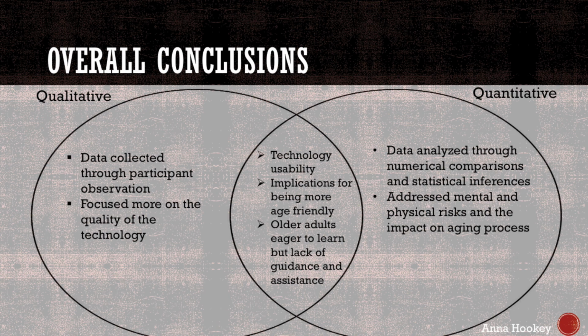Also, the need for more implications for being more age-friendly, such as making the font readable, increasing button sizes, and increasing the number of languages available. Finally, they had common knowledge that older adults are eager to learn, but there is a lack of guidance and assistance. By taking these barriers into consideration, technology can be beneficial and used with all ages.